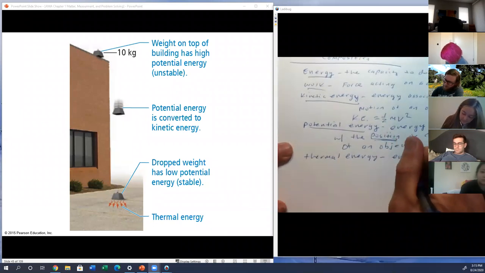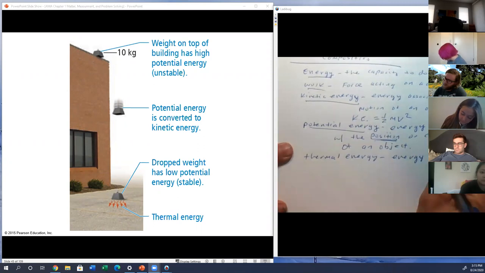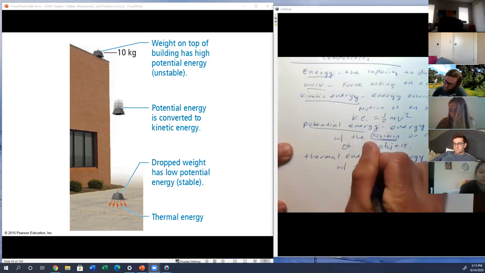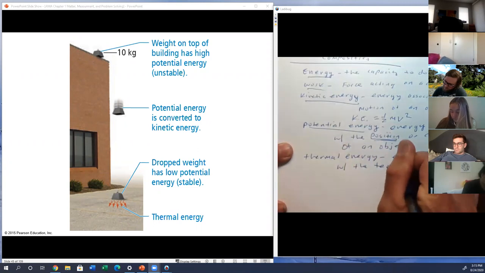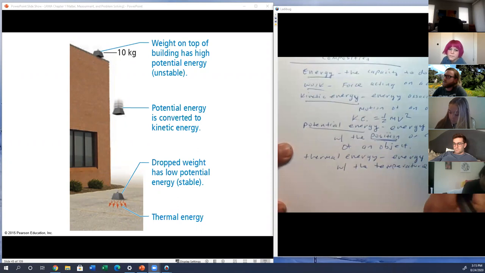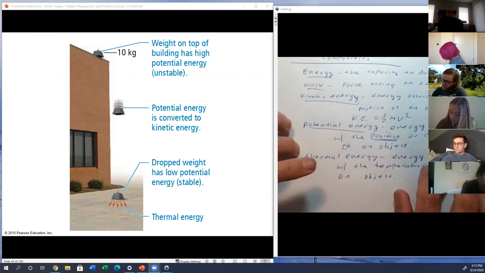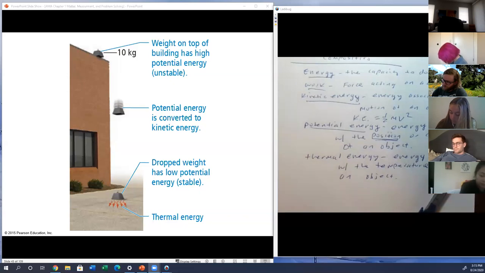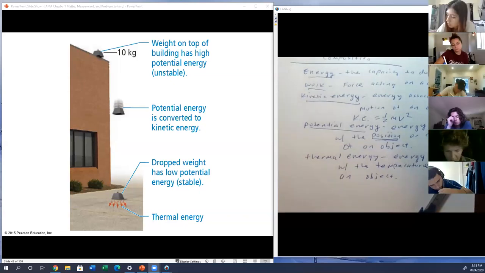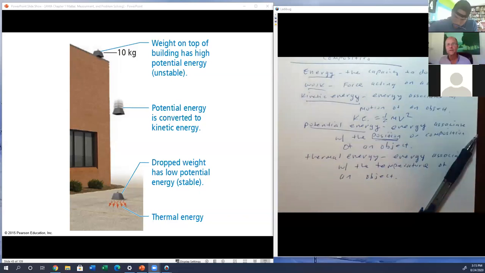Is the energy associated with the temperature of an object, right? So things can have thermal energy. For example, something that's warm has more thermal energy than something that's cold, right? If you heat up a piece of metal, it's going to have thermal energy because it's hotter than when it was cold, right? So that's an example of thermal energy.